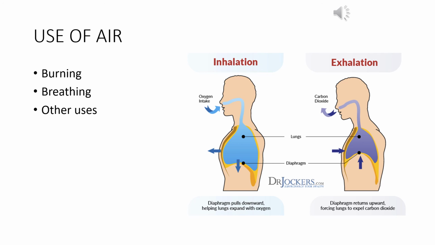Air is required for different purposes. The first one is burning. We know that air has 20% oxygen present in it, and that oxygen is required for burning. That oxygen is also required for breathing by different animals, including us. The oxygen is used for inhalation, and during exhalation, the carbon dioxide comes out. The lung is the organ in which this exchange of oxygen and carbon dioxide takes place. Other uses of air are also present, and the air is used for different purposes.